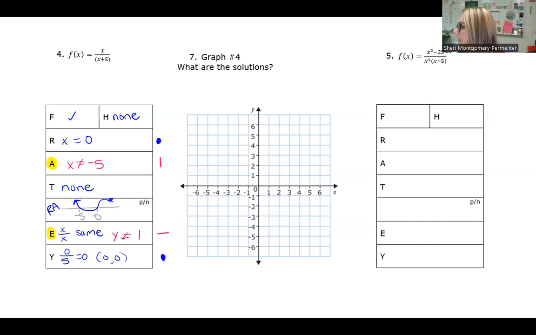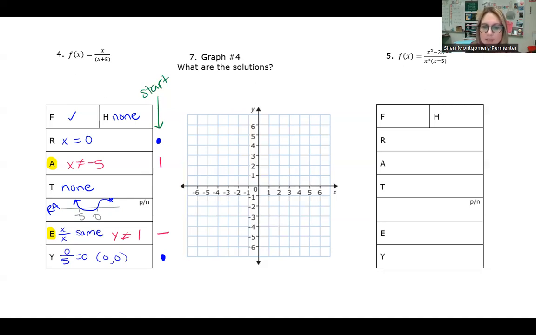So we are ready to get our graph prepared. To get your graph prepared, you are going to start with these things, the things right here. That's where you start. I always have students that say, I don't even know where to start. You have to start with those things. You have 2 points and you have some asymptotes. So I'm going to go mark them.